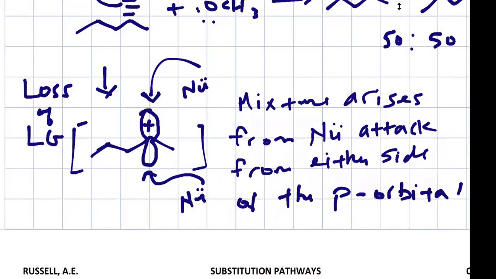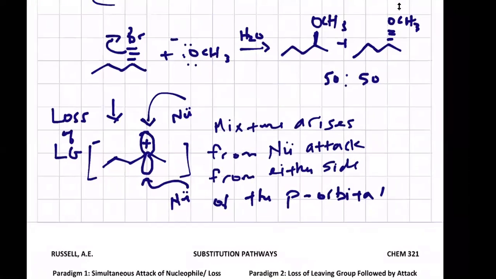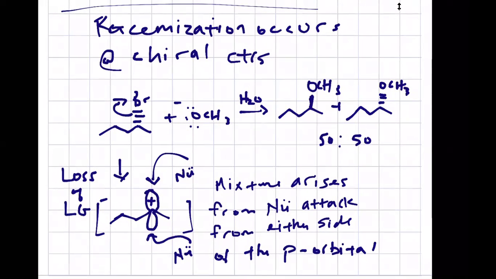So that's why you get both stereoisomers, R and S, in equal amounts. That's a hallmark of SN1, if it happens at a chiral center, just like inversion is a hallmark of SN2.